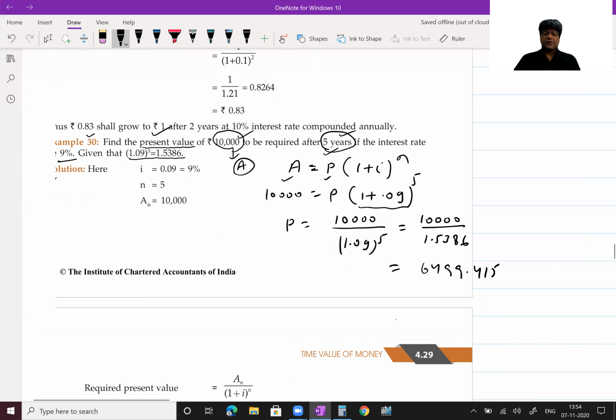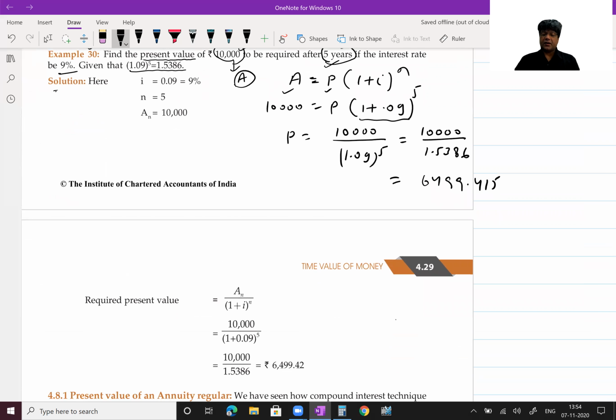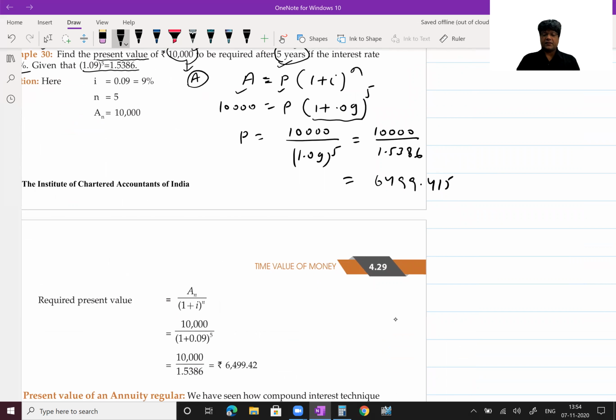6499.415. What is the answer your book is telling? 6499.42. Correct, guys. Here their approximation is correct because after 1 the digit is 5. So correctly approximated, it will be 6499.42.